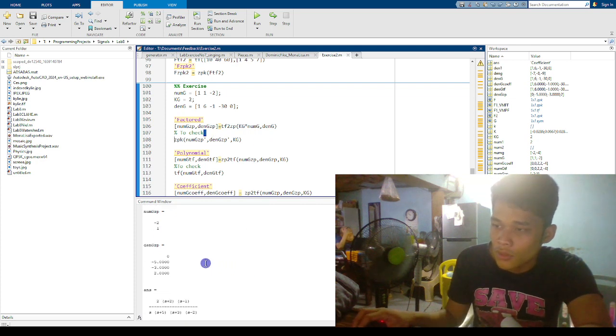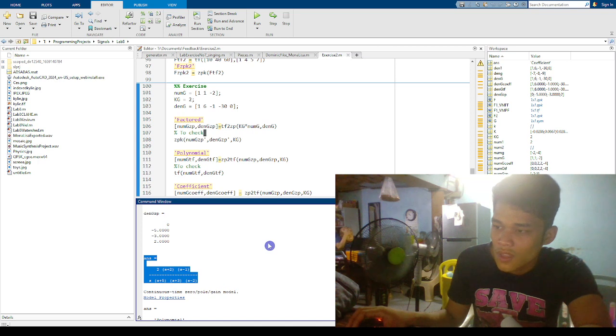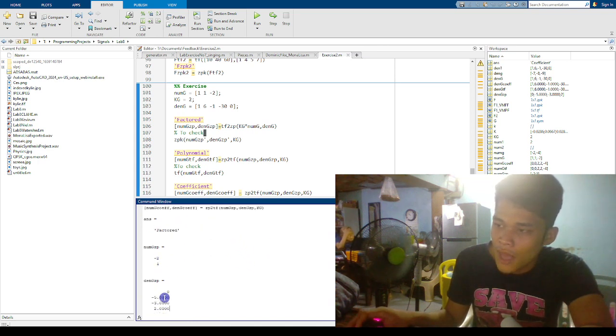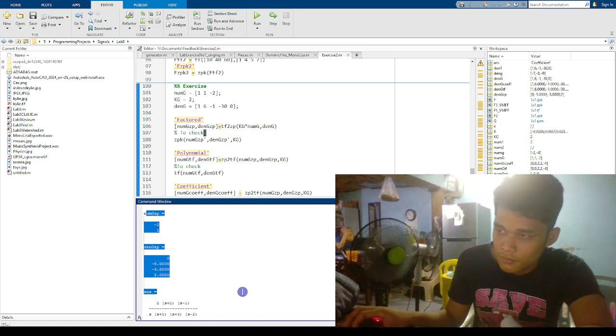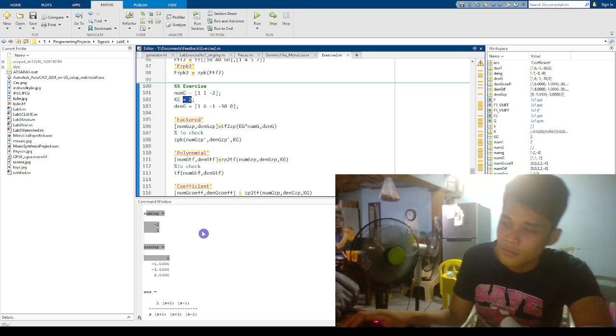So for the factored form, these are the factors, and this is the resulting transfer function. Notice, however, that the factor 2 was not expressed here. This command cannot identify the gain, but it was specified here. The kg is the gain.